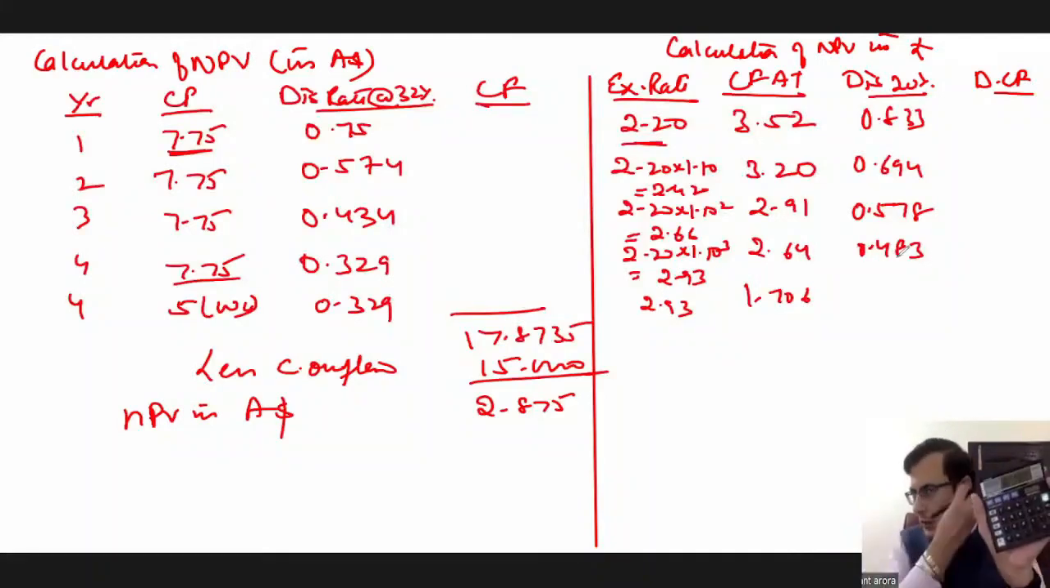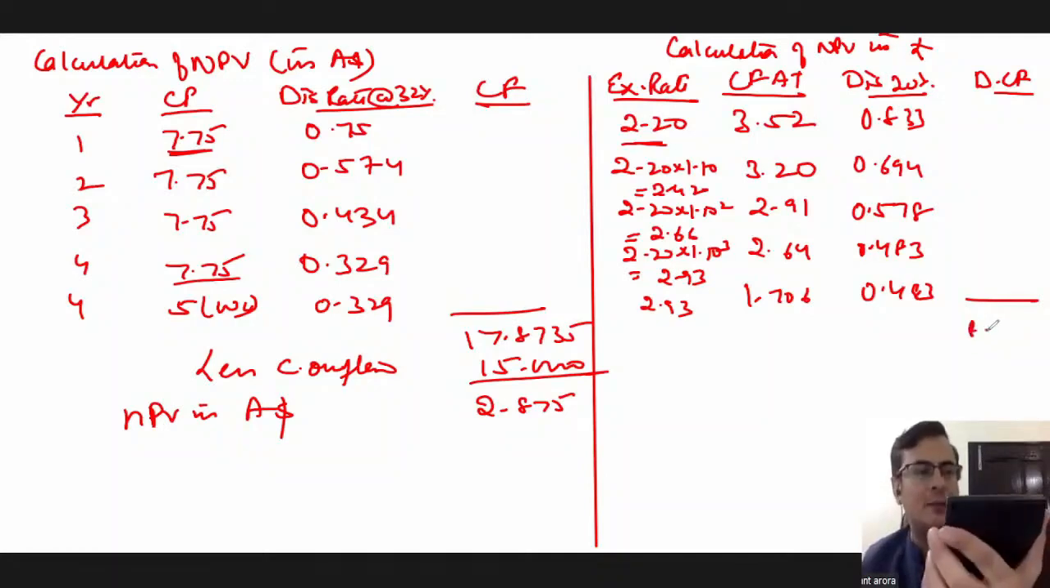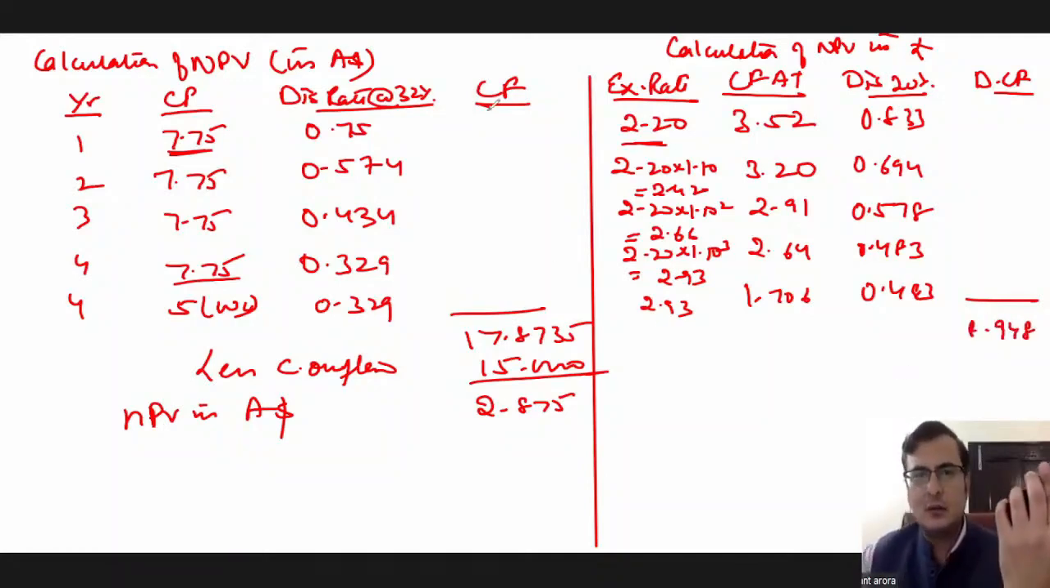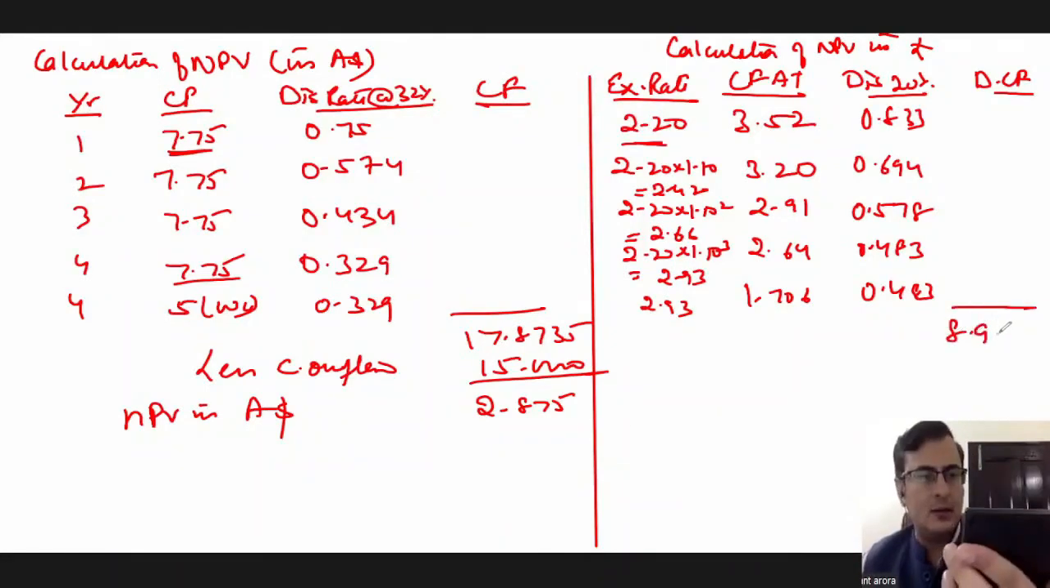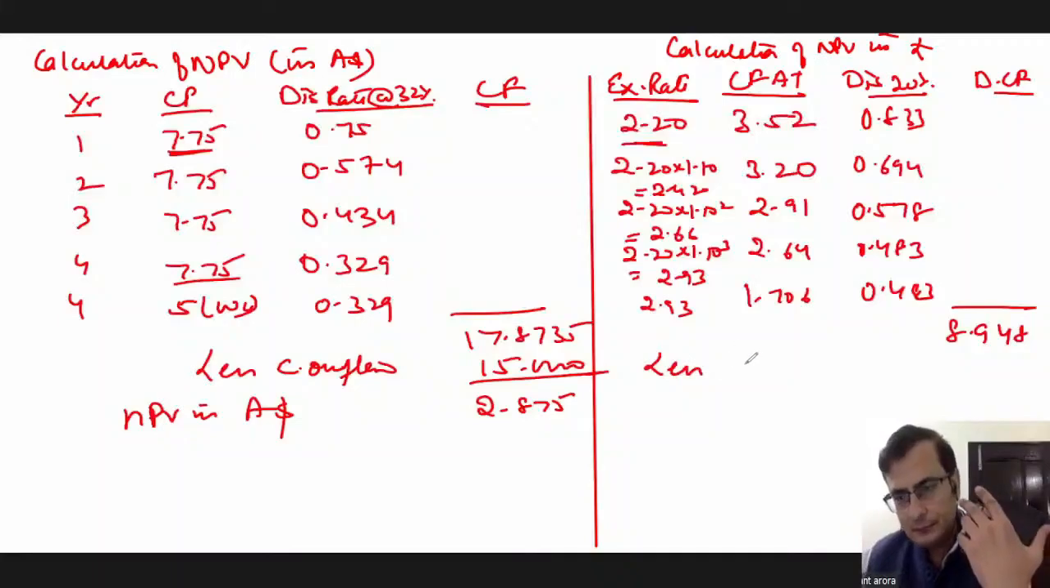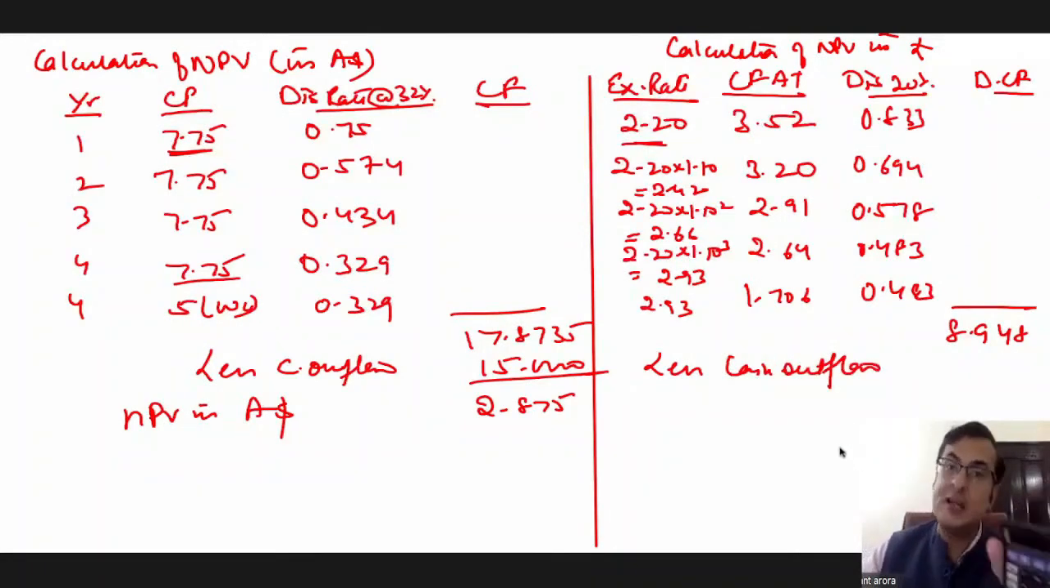8.948 something. Okay. So 483. So this total comes to be 8.948. Okay. Is it visible? 8.948. Okay. Clear? Less cash outflow, but that was, beta, in Australian dollars.